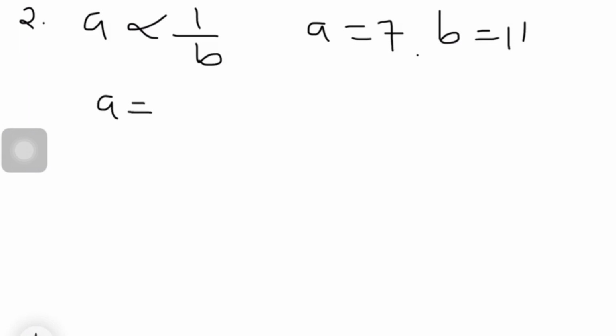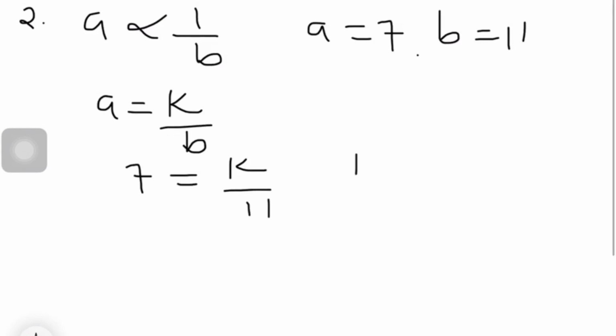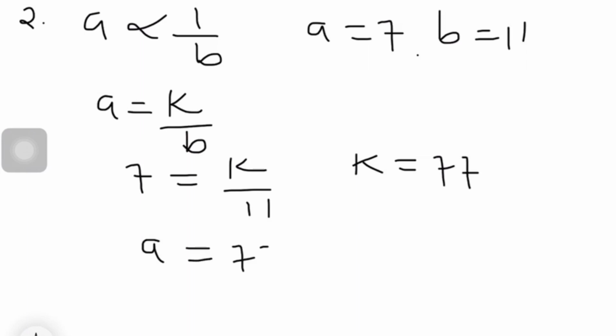So the same way, we have our constant of proportionality and then B. A is 7 when B is 11, and therefore K is equal to 77. The equation that connects A and B is A is equal to 77 all over B. That's the equation that's connecting A and B.